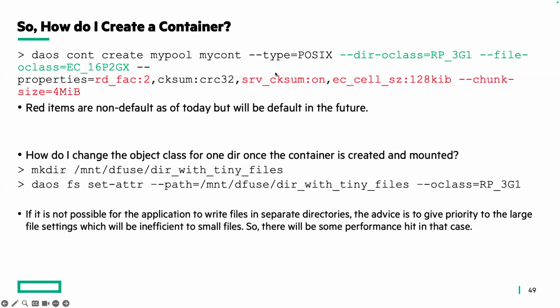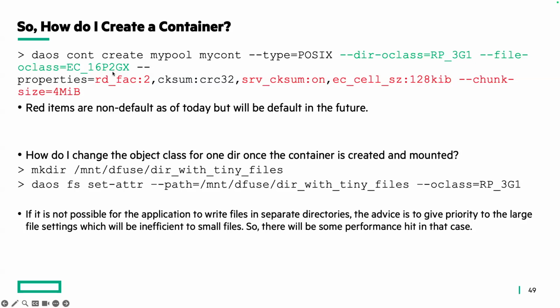When you create a container, as you saw from John's earlier command, there's a lot of settings. The green items are by default, but these are things that you can play with, like the directory object class and the file object class. The red items are, as of today, not default, but they will be in some future versions of DAOS and sometimes future pools that are created.